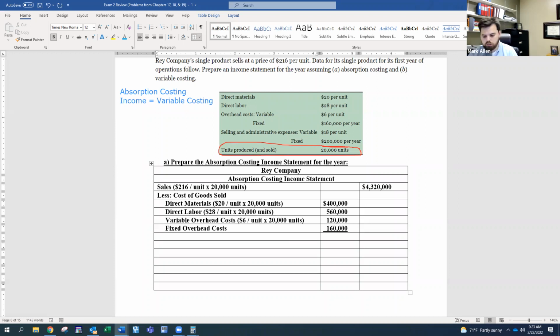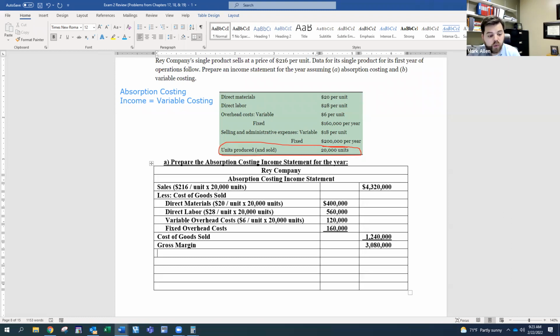This will allow us to compute our cost of goods sold by adding up those four numbers in this middle column, which will come out to $1,240,000. Now, what do we get when we subtract cost of goods sold from sales? Well, of course, this is equal to gross margin. So 4,320,000 minus 1,240,000 is $3,080,000. Okay.